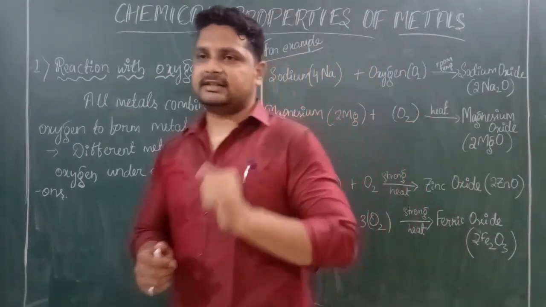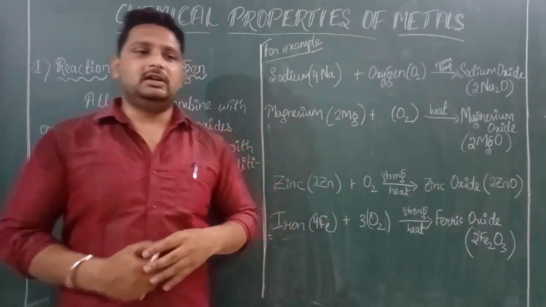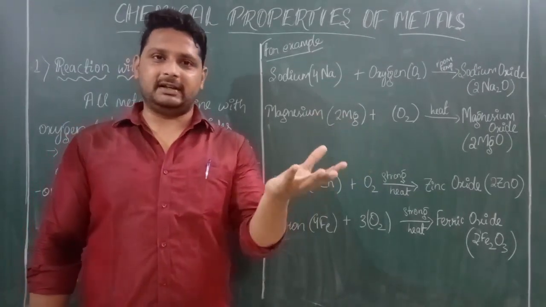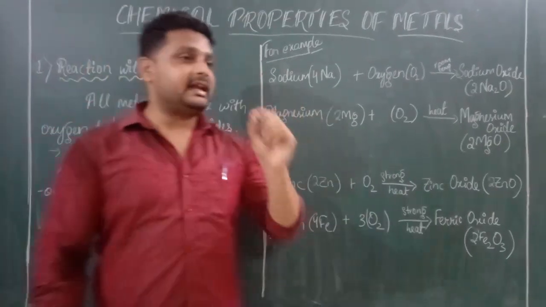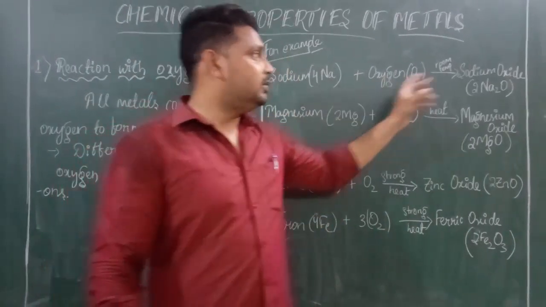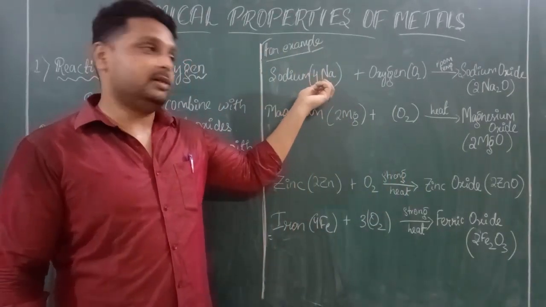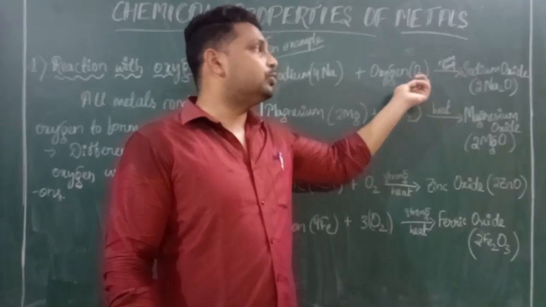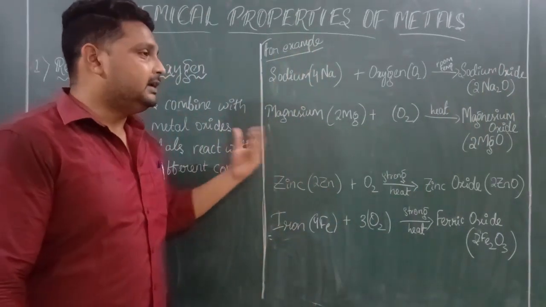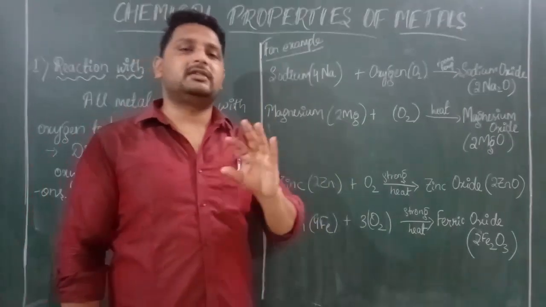For example, sodium is one of the most reactive metals. Sodium does not need anything. If you keep sodium openly in air, it directly reacts with the oxygen present in air and forms sodium oxide. The symbol is Na for sodium, and for oxygen it is written as O2. Sodium oxide is Na2O.